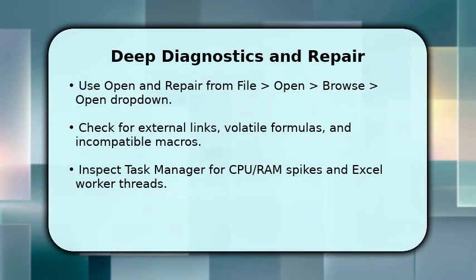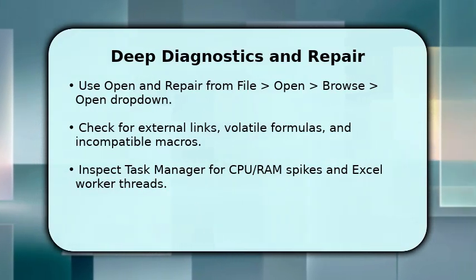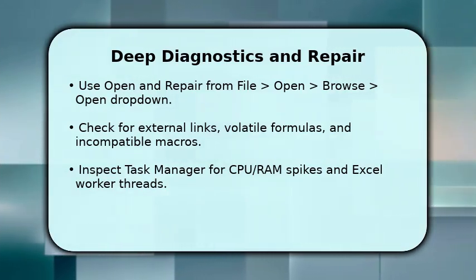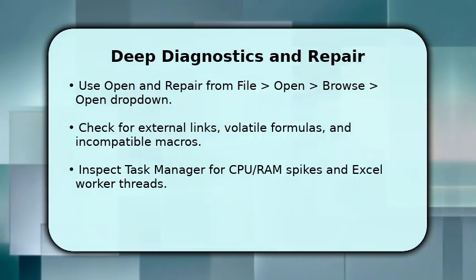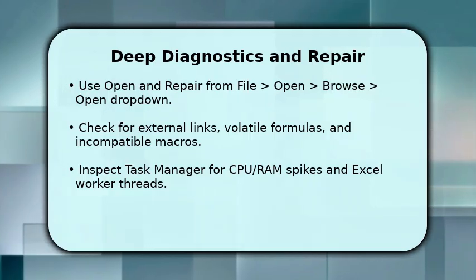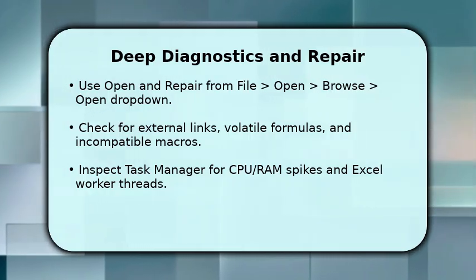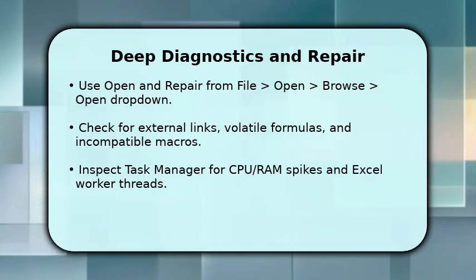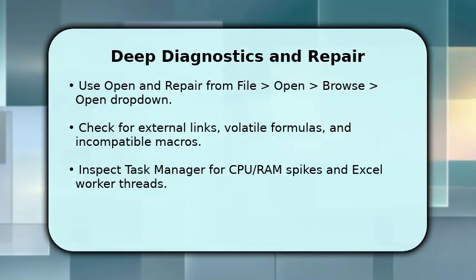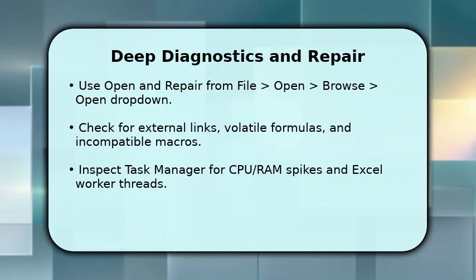Next, perform deeper recovery and diagnostics. Use File, Open, Browse, choose the file and select Open and Repair to rebuild corrupted structure. Inspect formulas and external links. Volatile functions like INDIRECT and large array formulas can freeze loading. Disable macros temporarily and export VBA modules if needed.